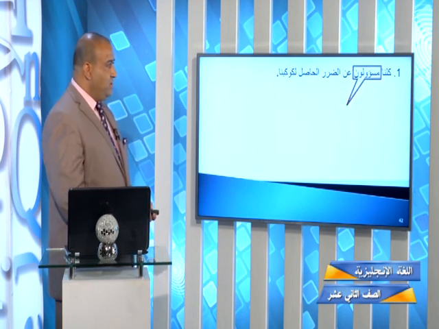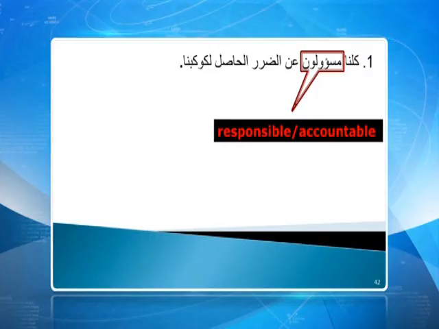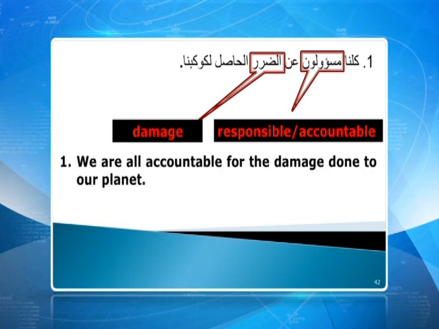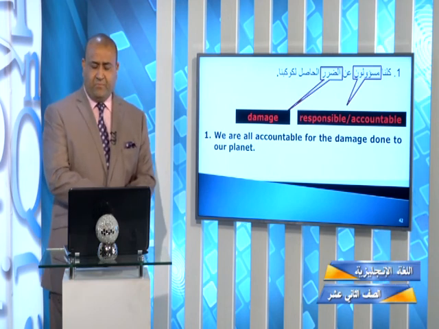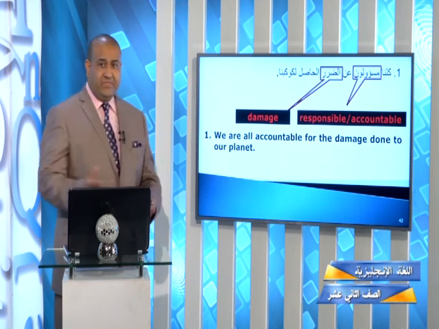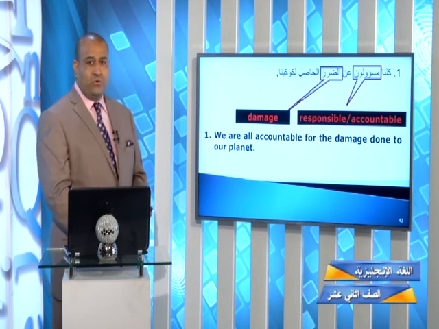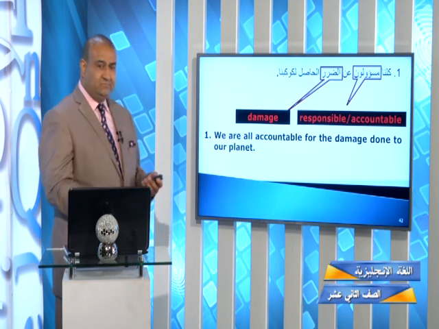If we think of words that may be difficult, for example, the word مسؤولون can be responsible or accountable. الضرر can be translated into damage. It's a very simple sentence. This is my answer. You may give another answer. We are all accountable for the damage done to our planet. This sentence is taken exactly from your reading comprehension from your textbook, which doesn't mean that if you give something different you will get fewer marks. No, this is not the point, but this is the sentence that is taken from your textbook. If you give something that resembles this, it would be okay.